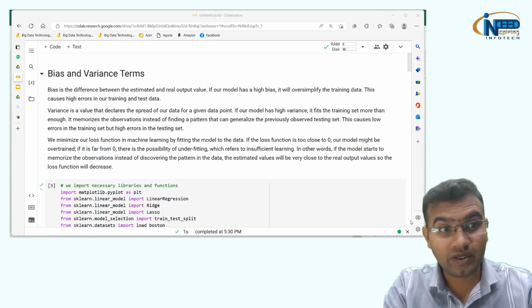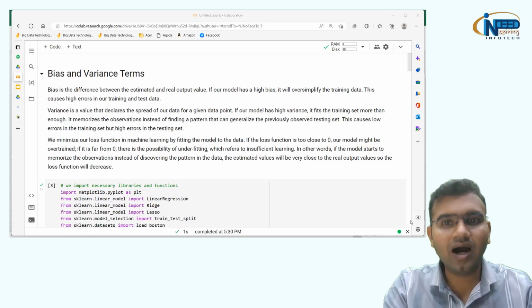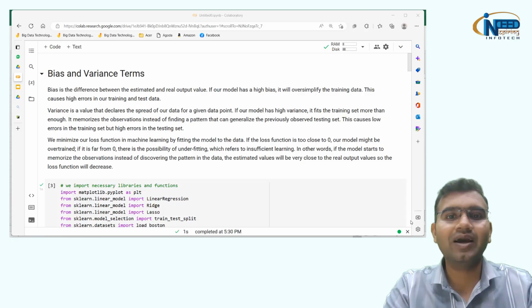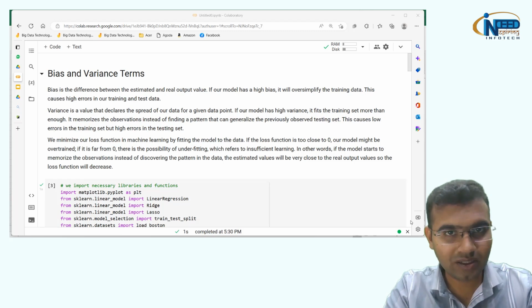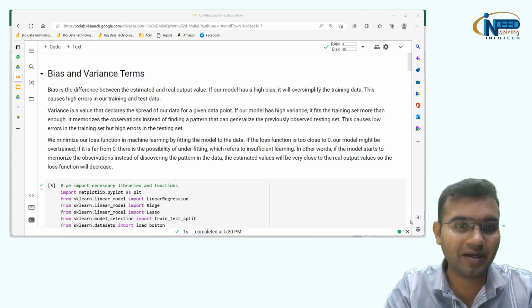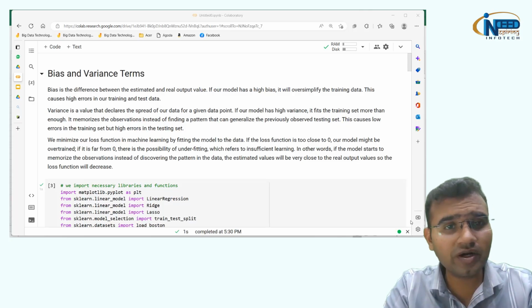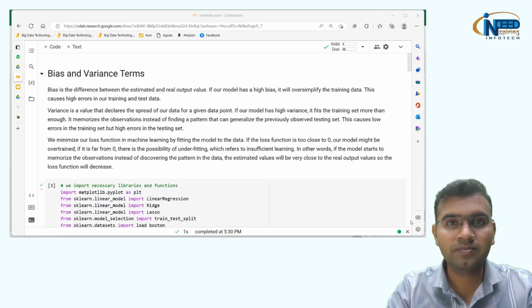Now, if the bias is getting higher and higher and higher, that basically means that the model is not able to make predictions in a correct manner, and it has not learned from the data, or it was not able to identify proper pattern from the data, and therefore it is giving high bias.